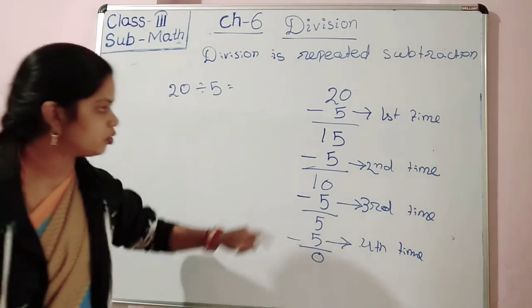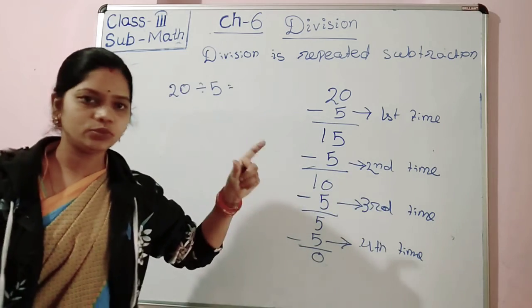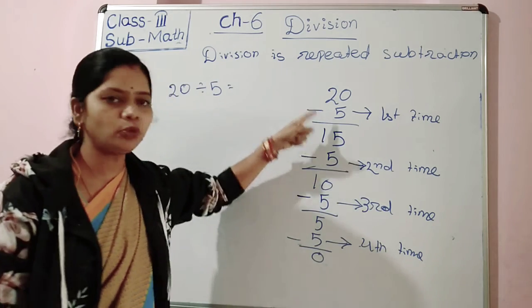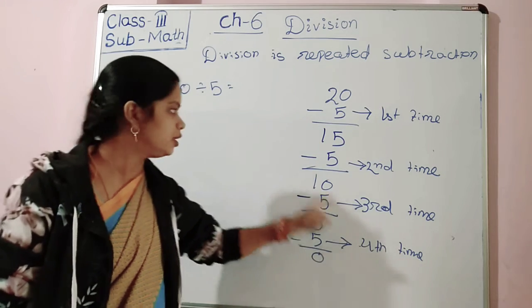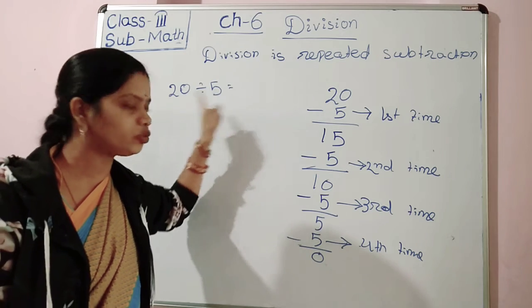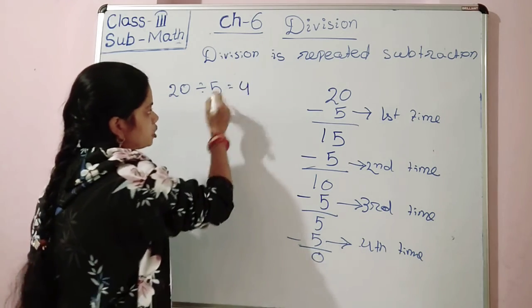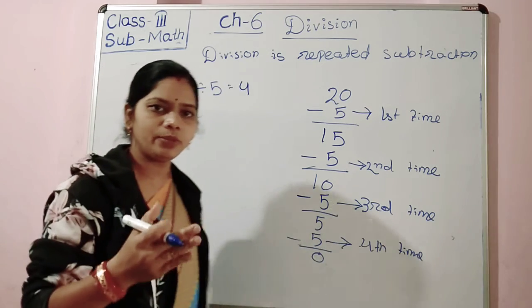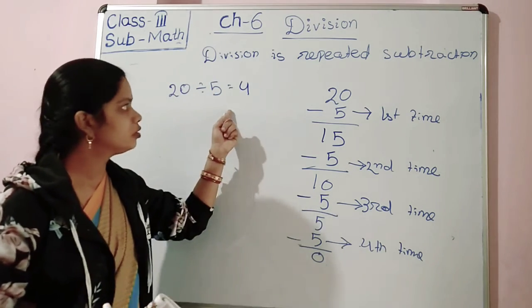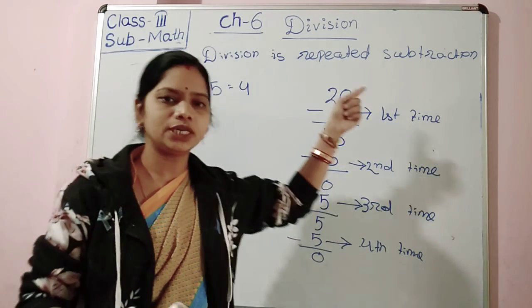Okay, देखो how many times? First, second, third, fourth. We subtract 5 from 20 four times. Okay, so how many times is 5 going into 20? 4 times. Answer is 4. 20 divided by 5 is 4. Okay, it is proved that division is repeated subtraction.